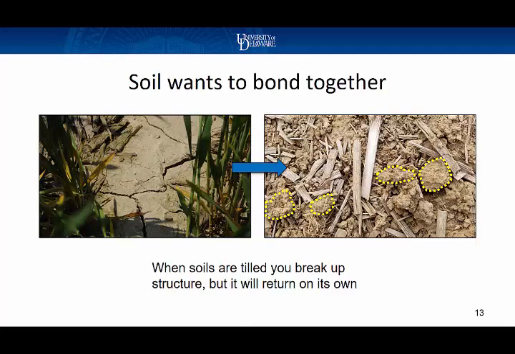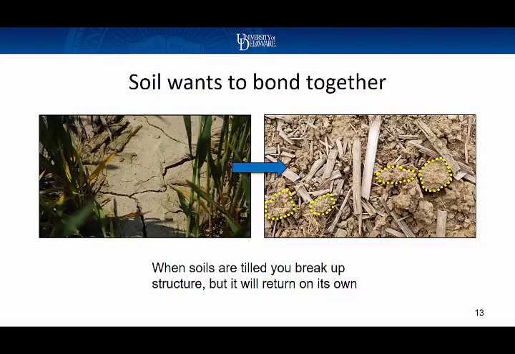So the thing about soil is it wants to stick together. Soil wants to bond to itself. So we have a tilled soil right here, and after it's rained and dried back out, you already see those cracks forming. Now, it's going to be very weak structure those first couple of years. You can break it up with your hands very easily. You can break it up with raindrops. But it's still there. Soil wants to stick to itself. It has a charge. It wants to bond together. And it will do it if left alone. And it will do it immediately.